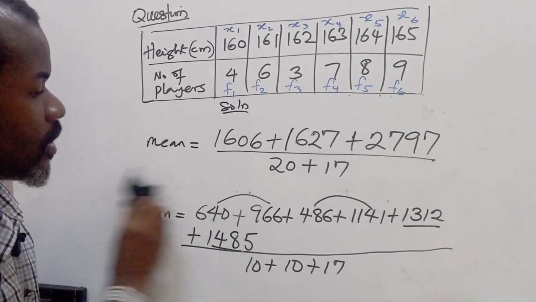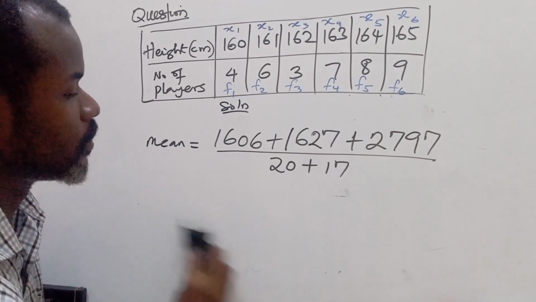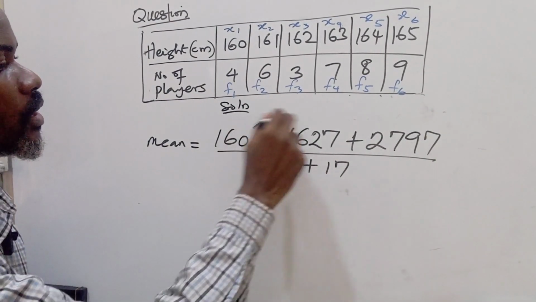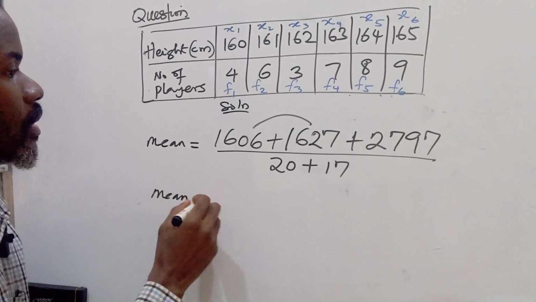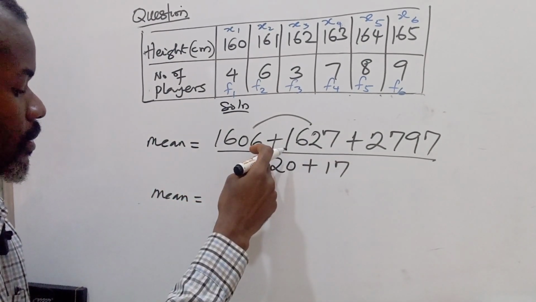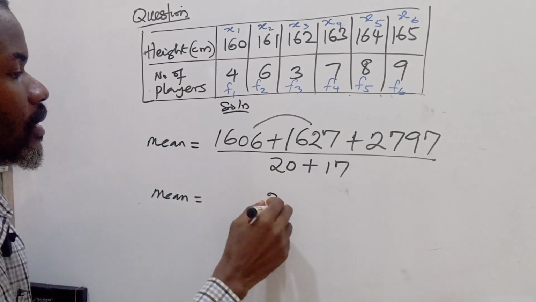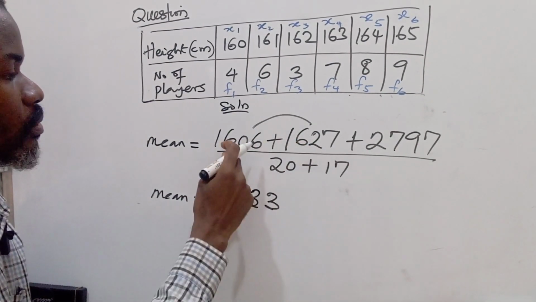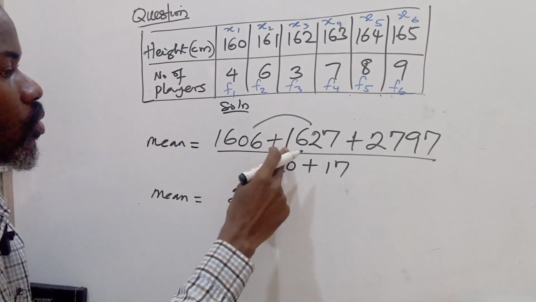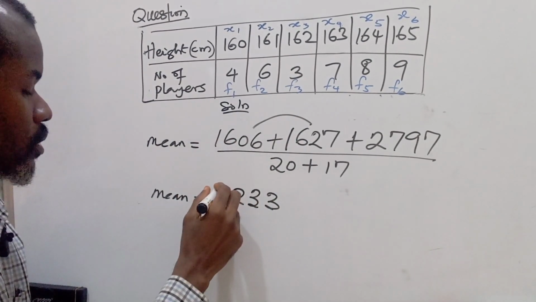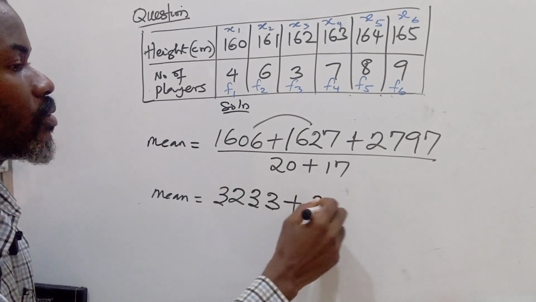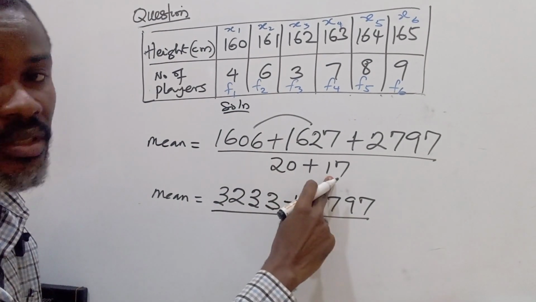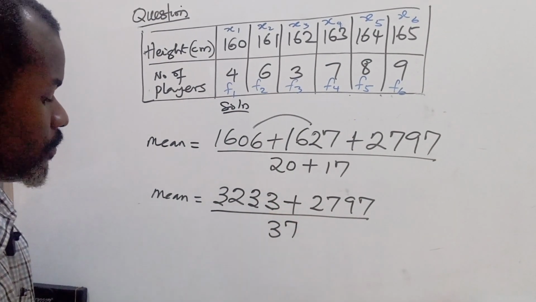Alright, so from this, we can now simplify further. So we are going to add these two. So my mean is equals 7 plus 6. We have is what? 13 carry 1. 2 plus 0 is 2 plus the 1 is 3. 6 plus 6 is 12. Carry 1. So 1 plus 1 is 2 plus the 1 is what? 3. So plus we have 2797 divided by 20 plus 17 is going to give us 37.